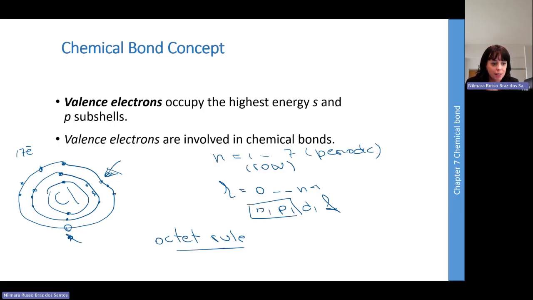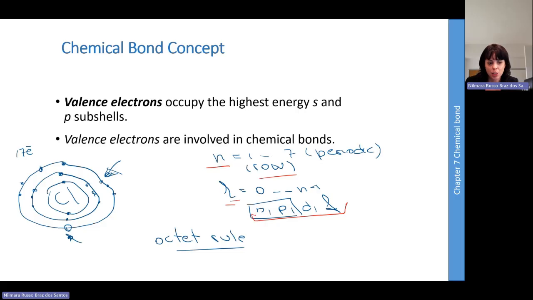So we have the main levels. Let me get my pen again over here. We have the main level that varies from 1 to 7 in your periodic table, so the rows indicate the level. So we have 1, 2, 3, 4, up to 7. And we have a sub-level.